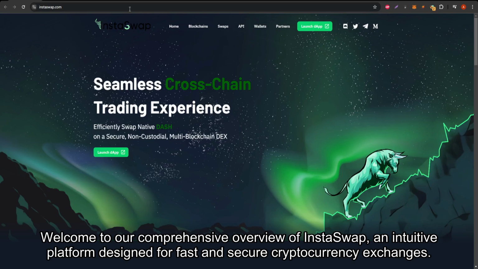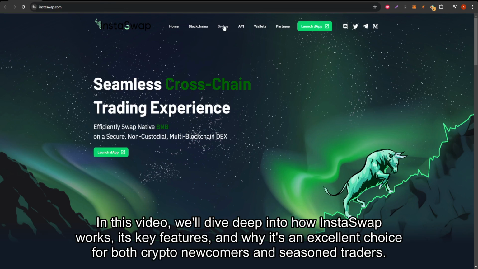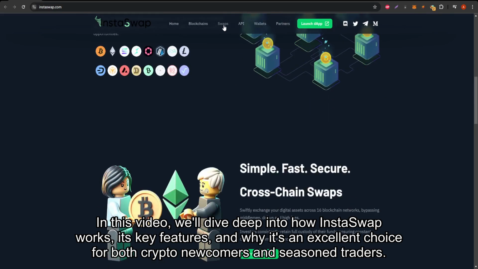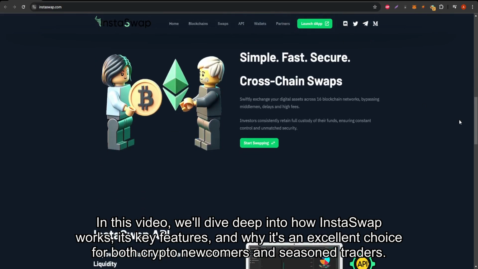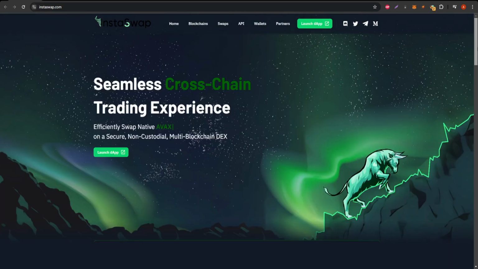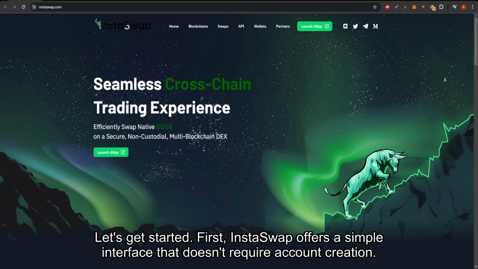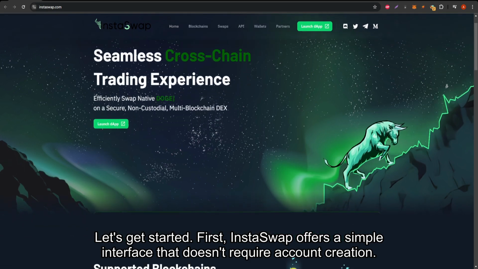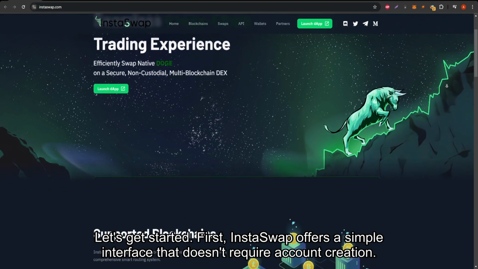Welcome to our comprehensive overview of InstaSwap, an intuitive platform designed for fast and secure cryptocurrency exchanges. In this video, we'll dive deep into how InstaSwap works, its key features, and why it's an excellent choice for both crypto newcomers and seasoned traders. Let's get started. First, InstaSwap offers a simple interface that doesn't require account creation.